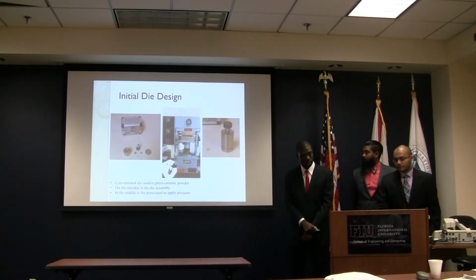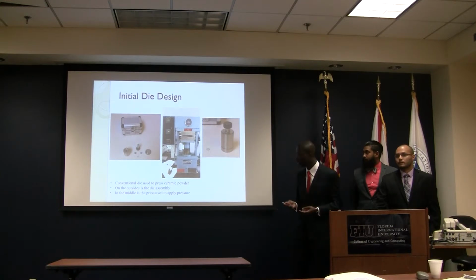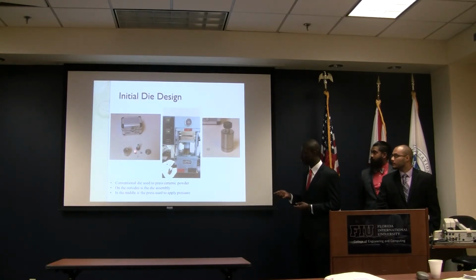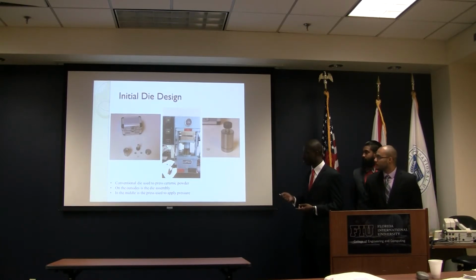All right, for flash sintering, we can't just put the powder inside of the furnace. We have to press the powder so that we can connect it to the power supply. Here you have the conventional die that's used to press the powder, and in the middle, the press used to apply the pressure.